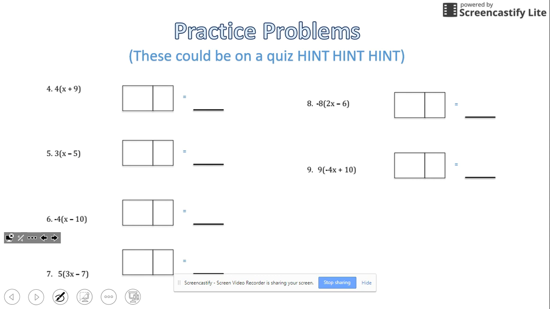Okay, so this is just some practice problems. I'm going to put the answers up, and you can go ahead and practice them. I will tell you that some of these are probably going to be on a quiz.